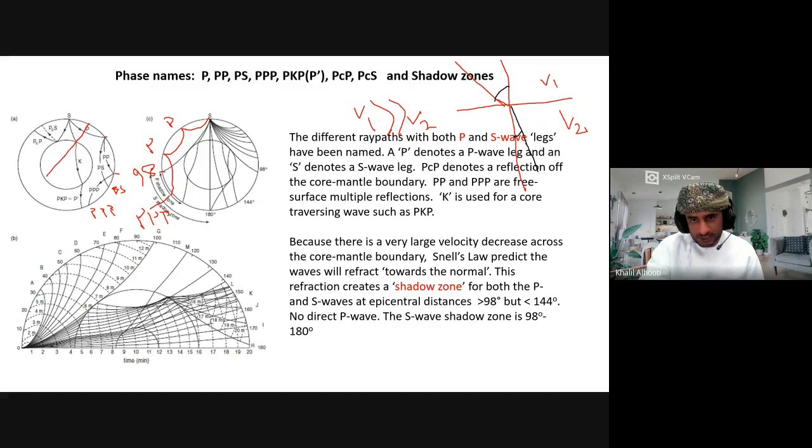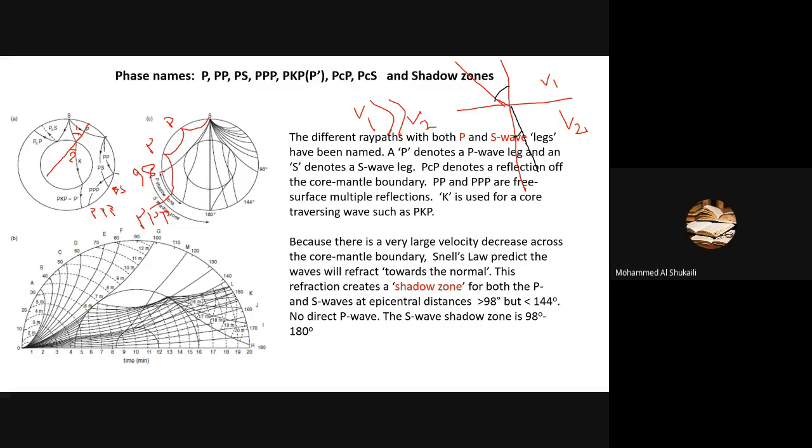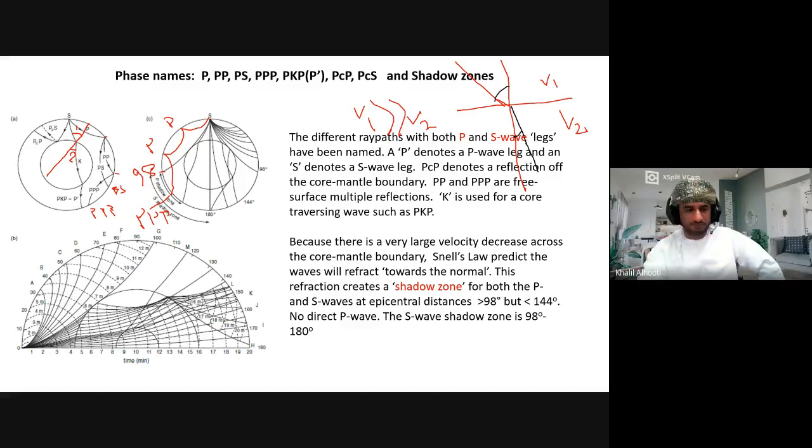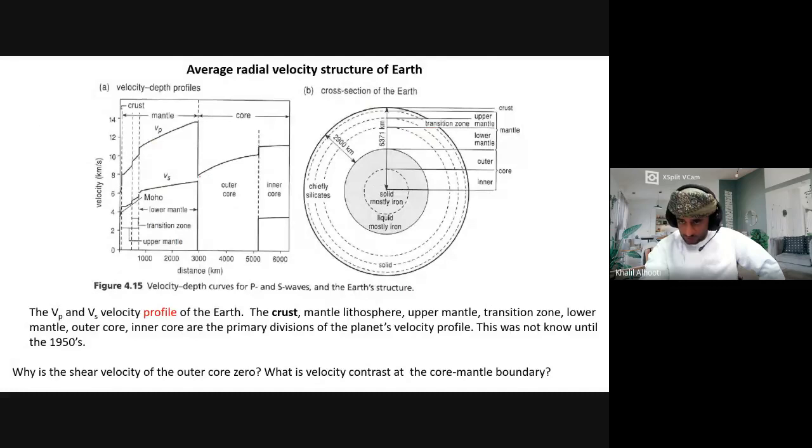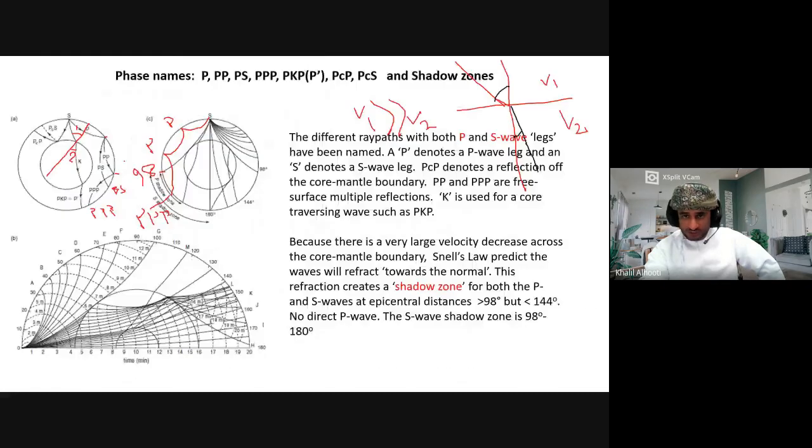Which angle do you think is larger? This one or this one? 1 or 2? Which angle is larger? 2. Ahmed? 2. Mariam said 2. 2 is larger? Yeah, Hamed is right. 1 is larger. Why? Because the velocity of the outer core is lower. The P wave velocity of the outer core is lower than that of the mantle. So this one deflects toward the normal. It refracts toward the normal, whereas this is larger.